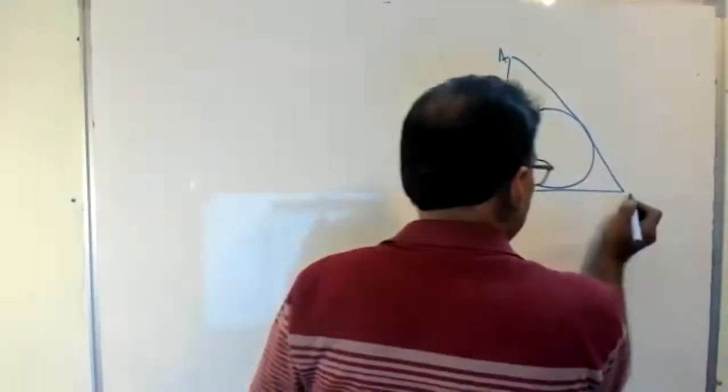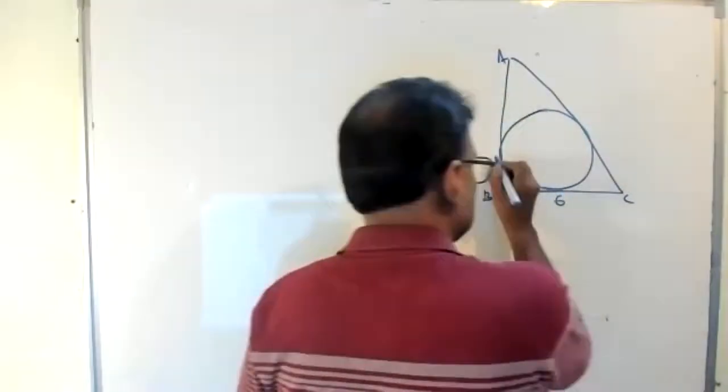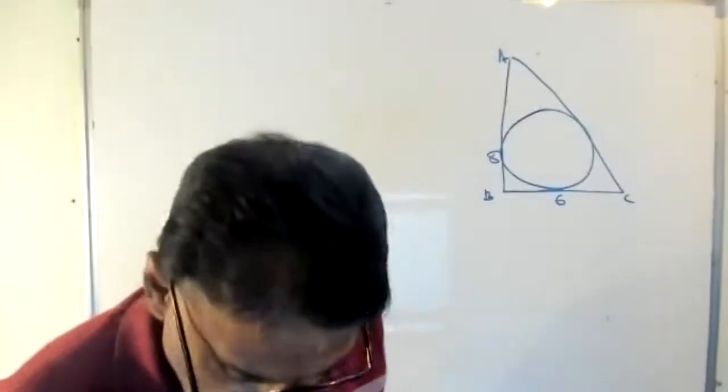Right angle at B. This is 6. Here is 8. Find the radius of the circle.